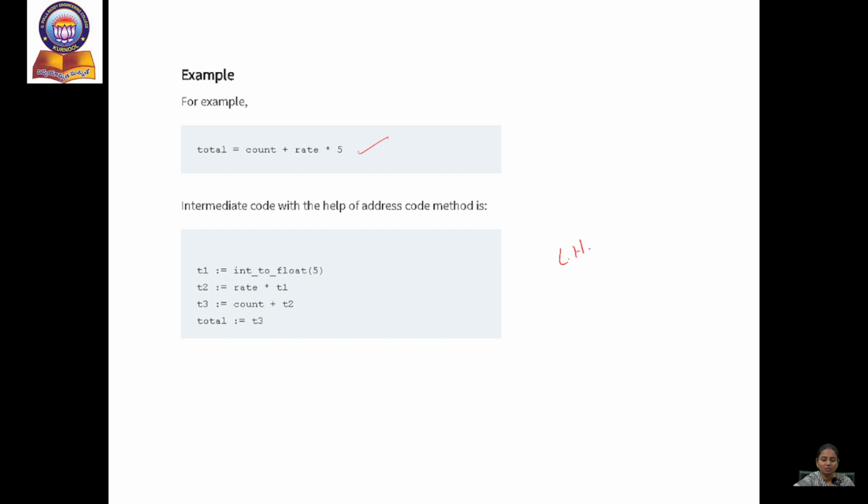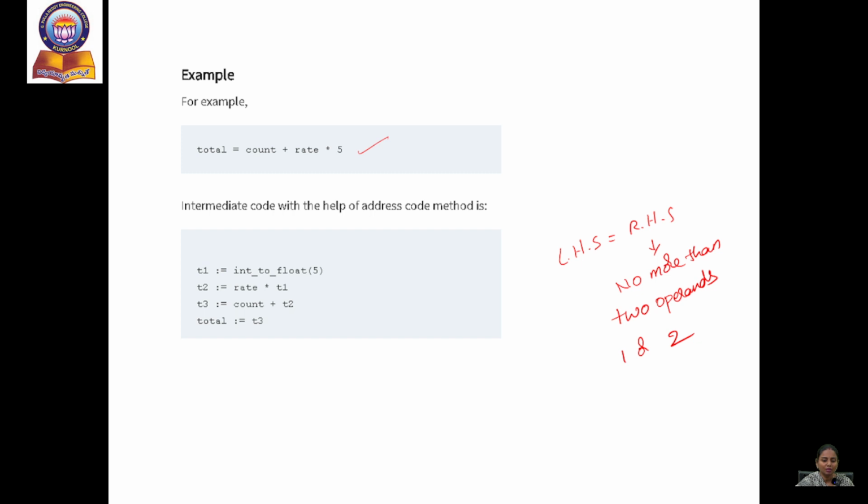So LHS is equal to RHS. On the RHS side you should follow the rule that no more than 2 operands can be considered. Either we can take 1 or we can take 2. So no more than 2 will be taken at the RHS side. So first, for T1 as a temporary variable, here we have count plus rate into 5.